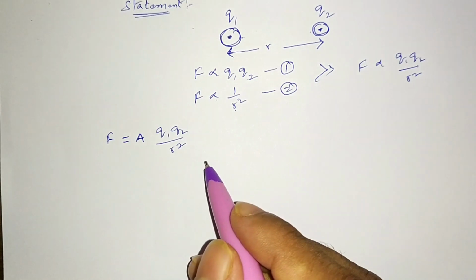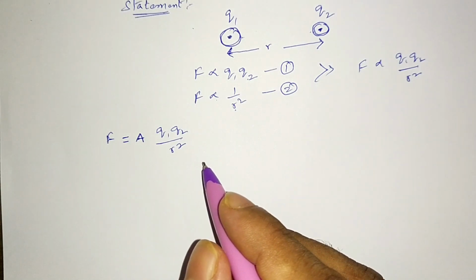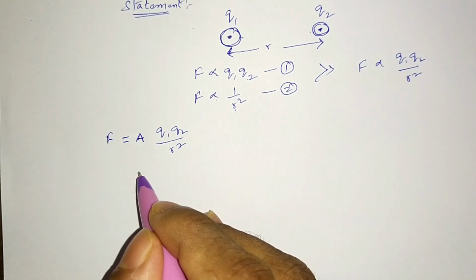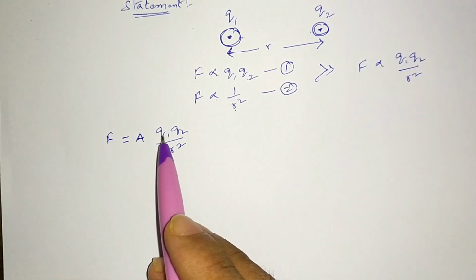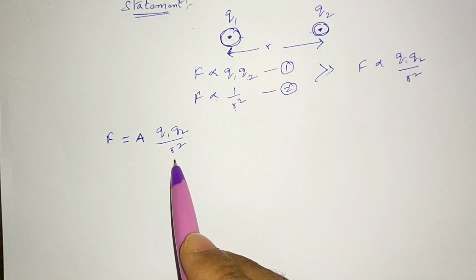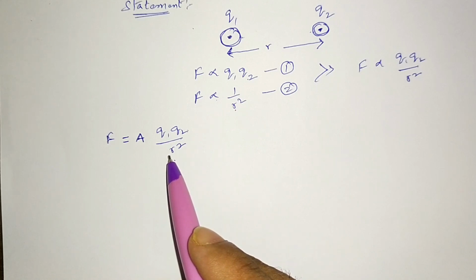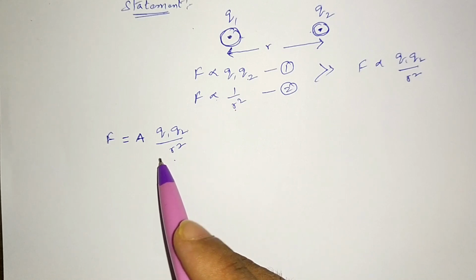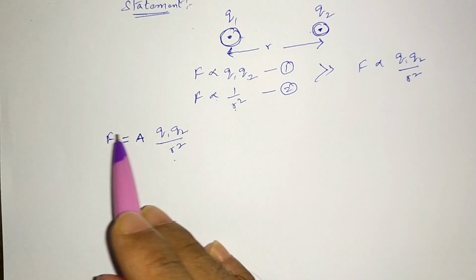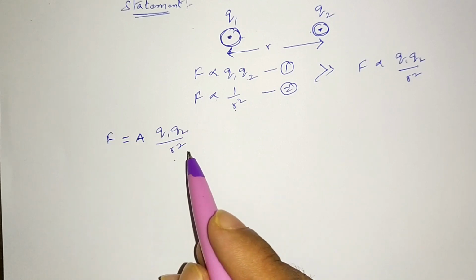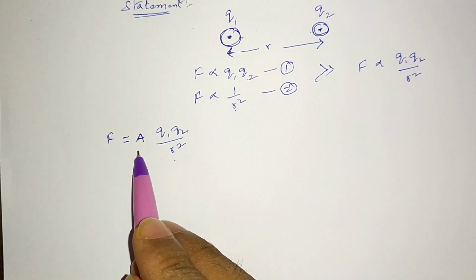So A is a constant here, so that this A can be written experimentally as F, Q1, Q2 and R. These four quantities are independently defined quantities. We have a separate meaning for all of these, so that the constant A can be measured experimentally.